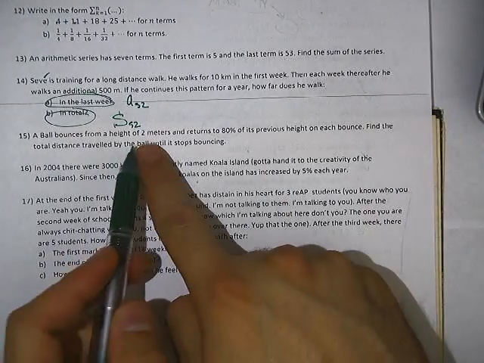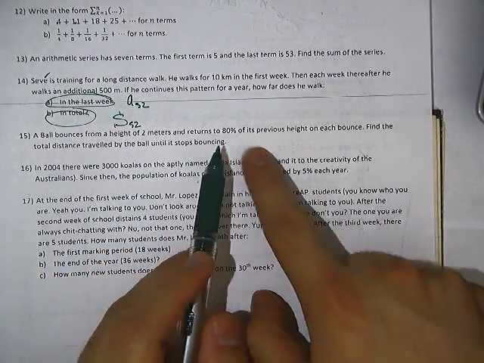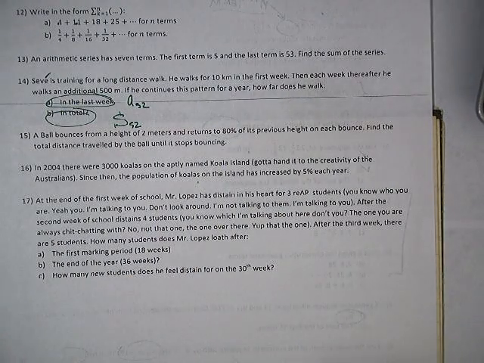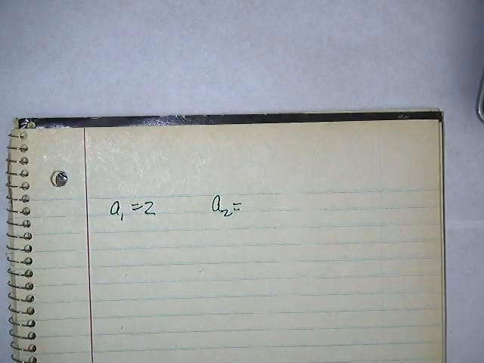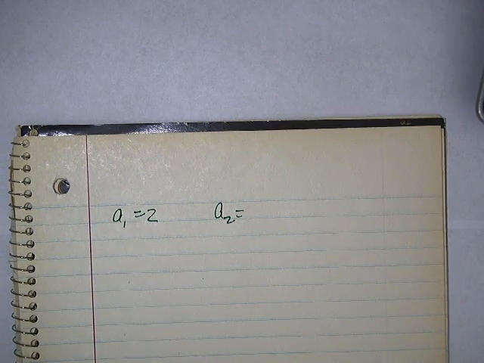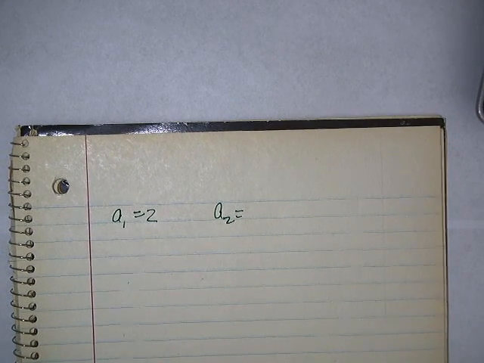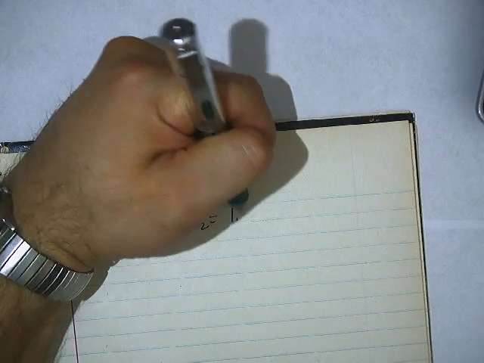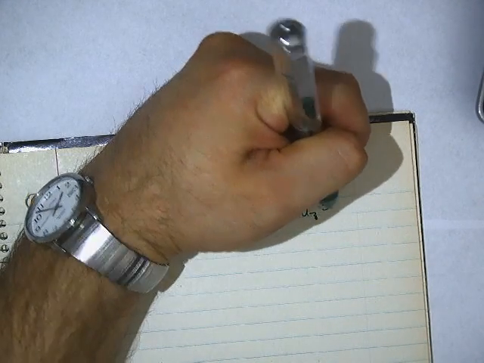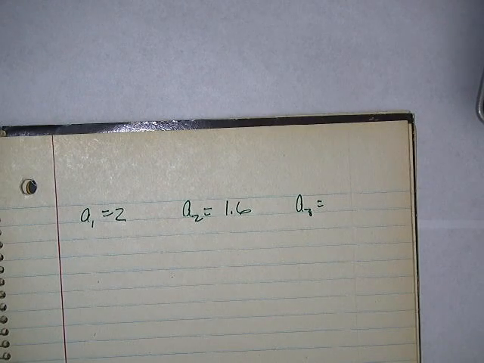So a ball bounces from a height of 2 meters and returns to 80% of its previous height. So what is A sub 1? What's the first height that we have? Yeah. So A sub 1 is going to be 2. And what's A sub 2? Yeah, whatever 80% of 2 is. 1.6. And what's A sub 3? 1.28.